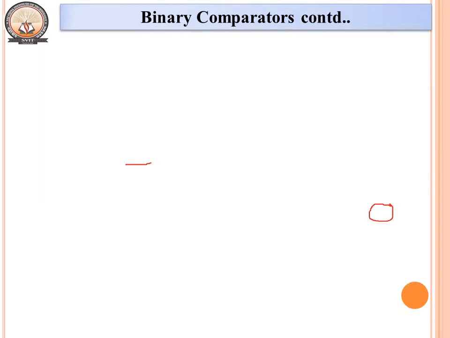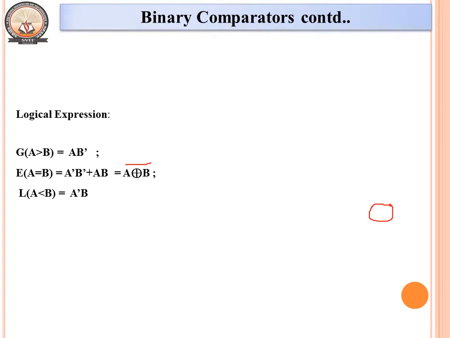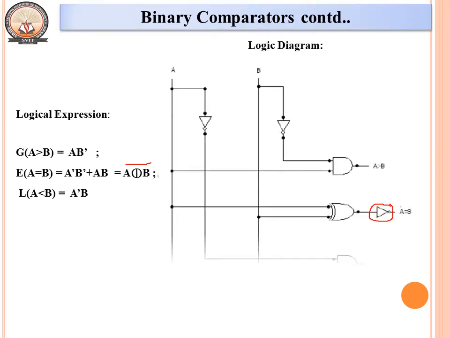Since we have the logical expressions, with the help of these we can easily write the logic diagram, which is given as follows. For greater than, it is A B bar. For equal to, it is A XOR B, bar. That's why we have used a NOT gate here, which converts the XOR value into an XNOR value. And for less than, it is A bar B. From A bar one connection is taken and B is taken, so that gives you the less than value.